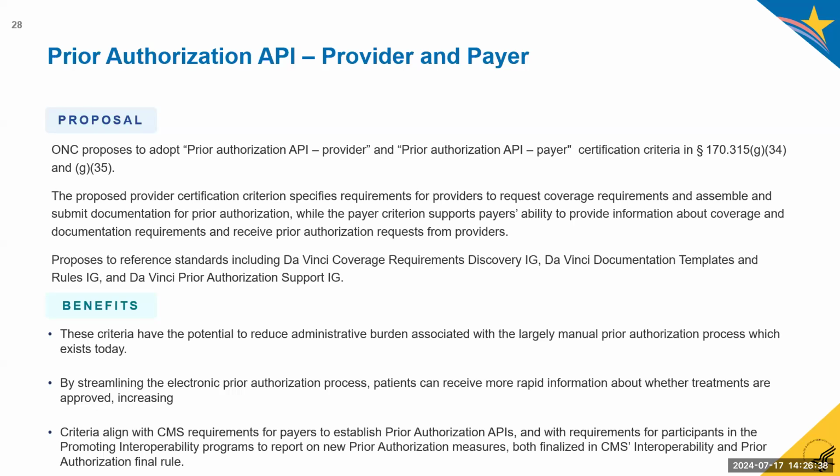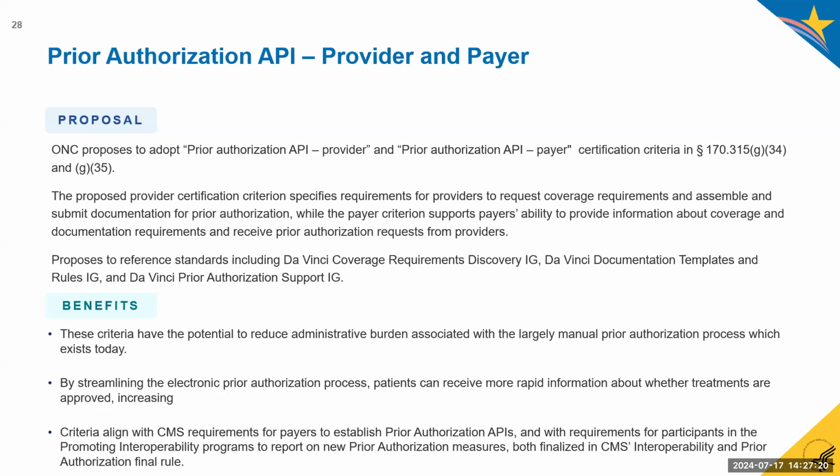And these two criteria reference several IGs that have been developed by the Da Vinci Project, including the Coverage Requirements Discovery IG, the Da Vinci Documentation Templates and Rules IG, and the Da Vinci Prior Authorization Support IG. And we believe that these criteria have the ability to reduce administrative burden that is associated with the prior authorization process through streamlining that process, which can enable patients to receive more rapid information about whether treatments are approved and ensure that they receive the right care.